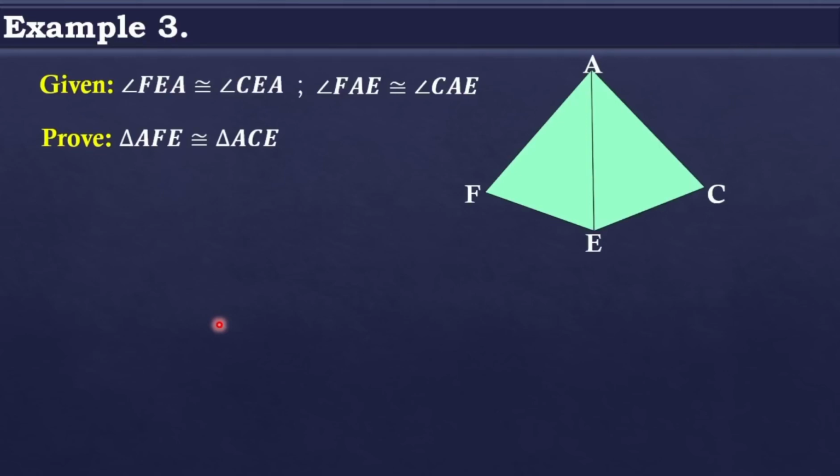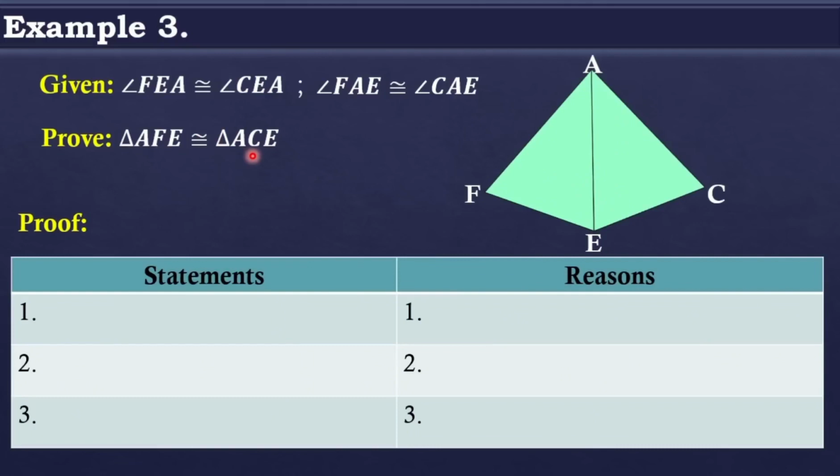Let's have example number 3. So I have here triangle FEE is congruent to triangle CEA. Also, we have angle FAE is congruent to angle CAE. So we will prove that these triangles are congruent. Triangle AFE and triangle ACE. So let's do the proving. So for statements, we have, so lagay natin yung given. This is, the reason is given.